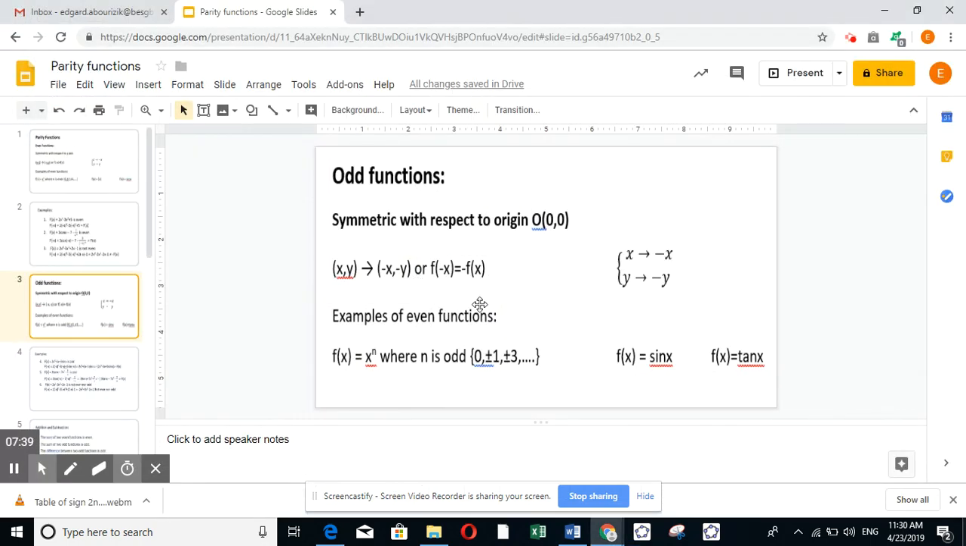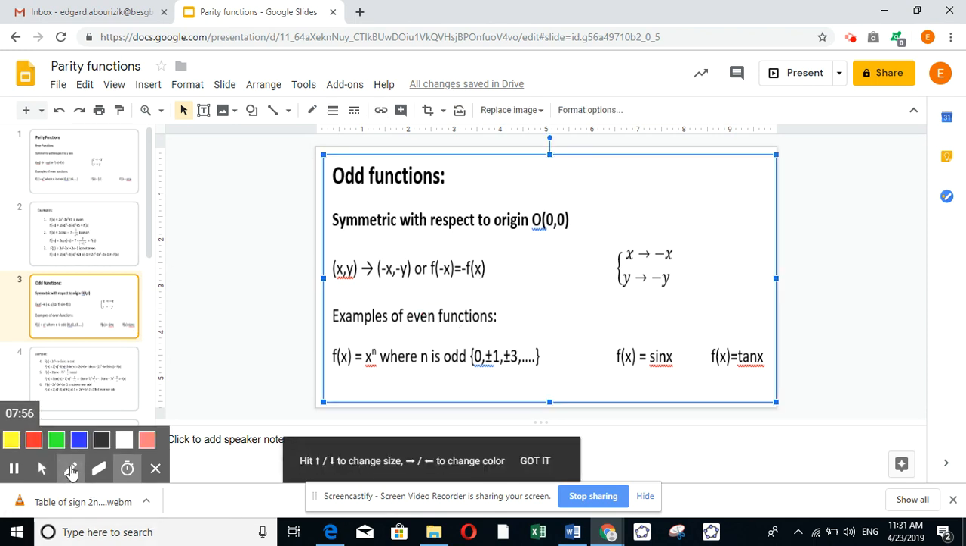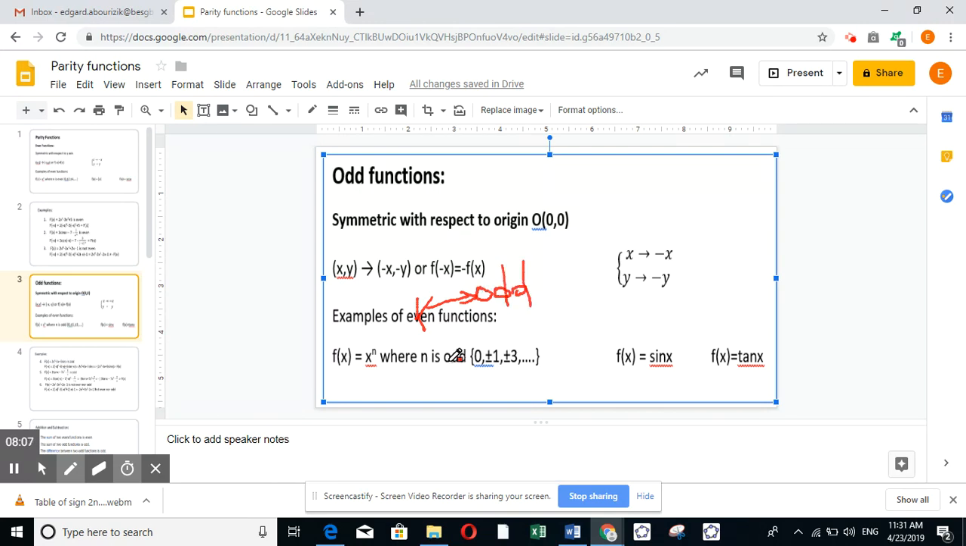So for the odd function, as we said, it is symmetric with respect to the origin. If we replace x by minus x and y by minus y, nothing will change. The function will be what? Odd function. So it's f of minus x equals minus f of x. Examples of odd functions are f of x equals x to the power n, where n is odd. Sine x is an odd function because sine of minus x is minus sine x, and tangent of minus x is minus tangent x. In other words, the minus will remain.